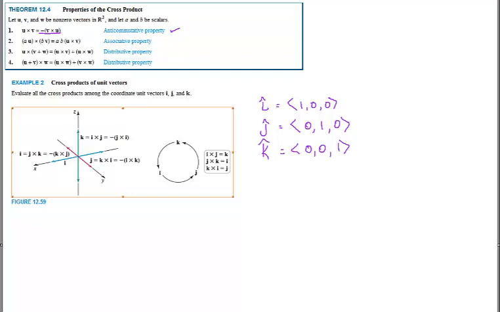The scalars here factor out, so the associative property is pretty straightforward, and the distributive property is also straightforward. What's of interest is this commutative property, because it is called an anti-commutative property.